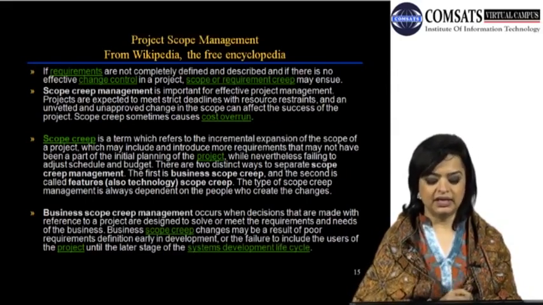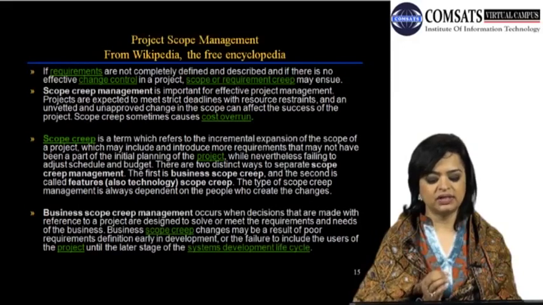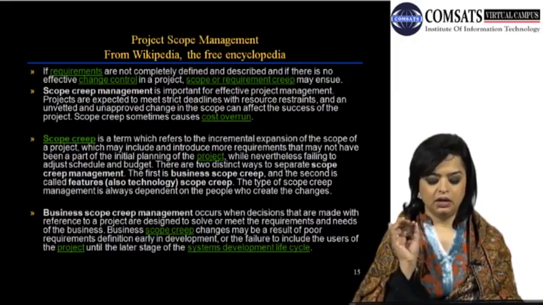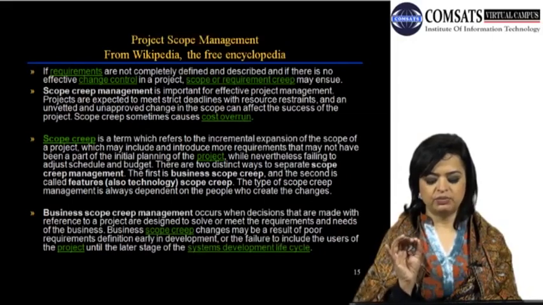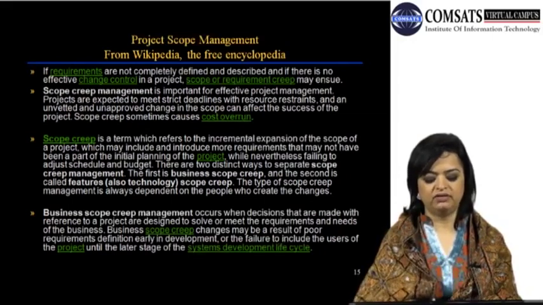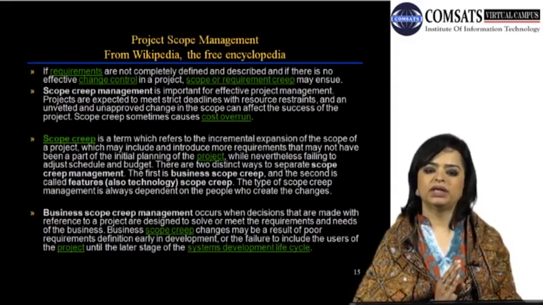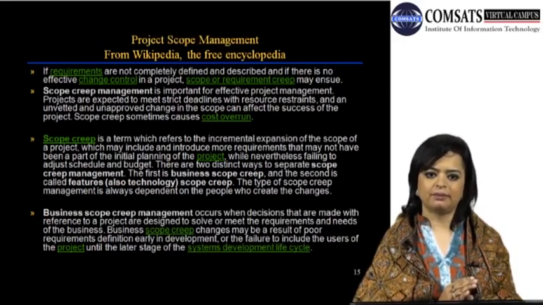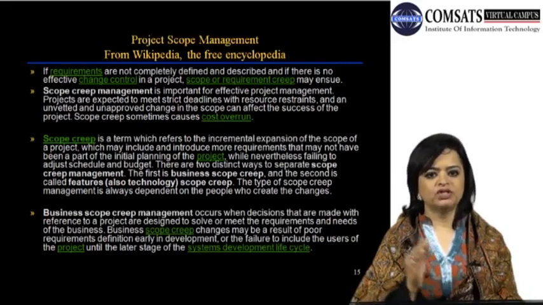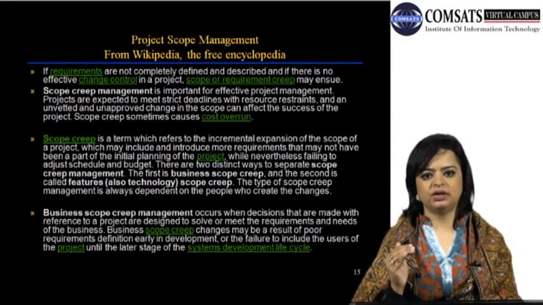And if you read through the lines, it's saying that it occurs when decisions that are made with reference to a project are designed to solve or meet the requirements and needs of the business. Business scope creep changes may be a result of poor requirement definition early in the development project. So these could be what I call the oversights. Because the vision and the mission should be understood clearly.